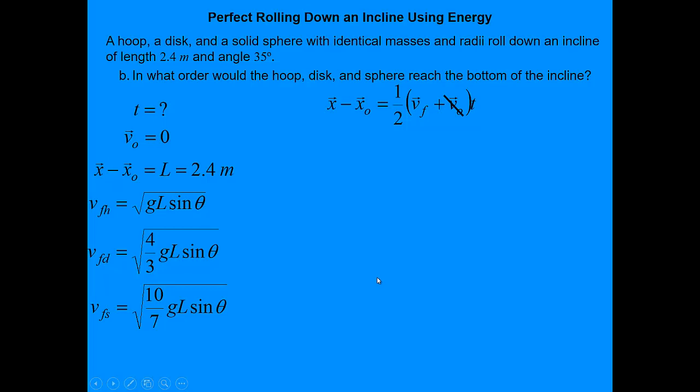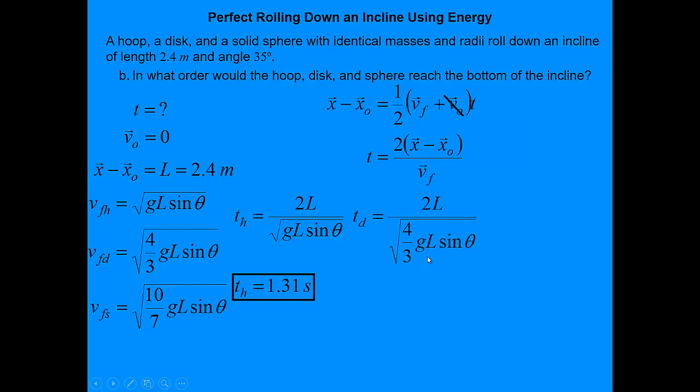So the initial velocity is 0. We solve for the time. Simple algebra. We plug in the L. We plug in for the hoop here. Here's its final velocity. You could reduce this with the L on the top and the square root of L on the bottom, but I'm not going to bother. We plug in the numbers. We get 1.31 seconds for the hoop.